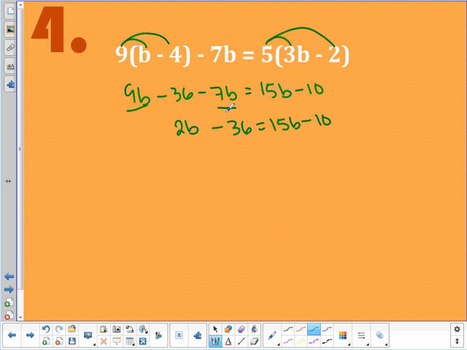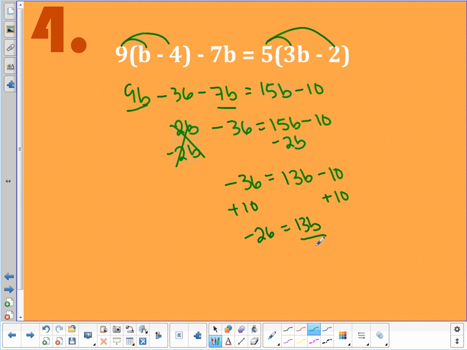I also have variables on both sides, so I'm going to subtract the 2b, move it over so that it's gone from the left and it's together with the other b term on the right. So I have negative 36 is equal to 15 minus 2, which is 13b minus 10. I'm getting down to the wire here. Add 10 to both sides. That's negative 26 is equal to 13b.